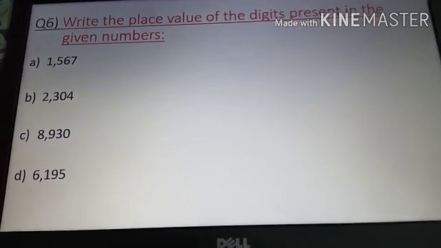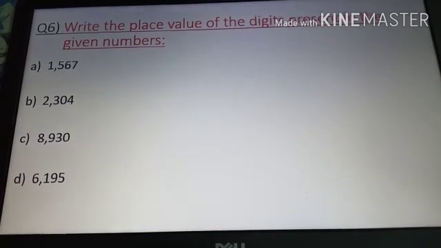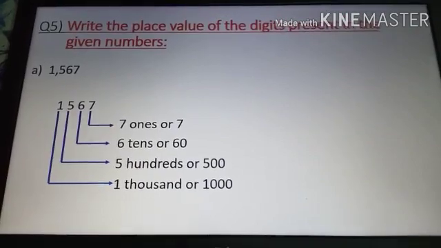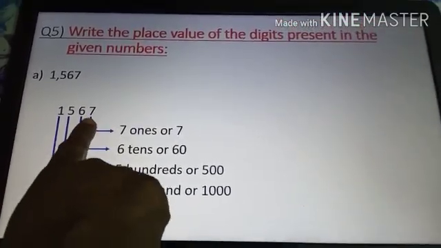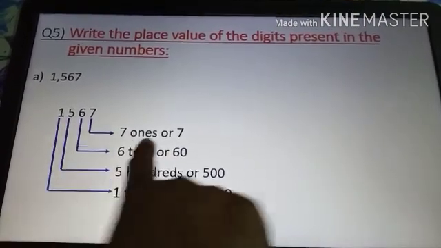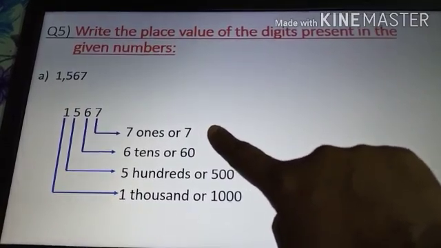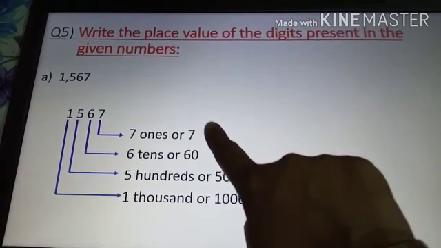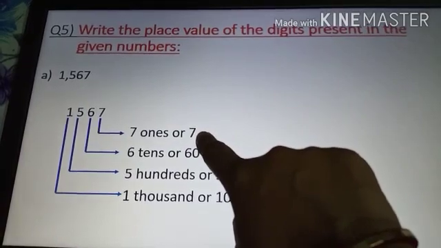Look, children. The first question is 1567. Okay. Look at here, children. First of all, we will read for the first digit, that is 7. So ones, tens, hundreds, thousands. So you look at here. 7 is here at the ones place. So we will write here, the place value of 7 is 7 ones. Or you may write only 7.